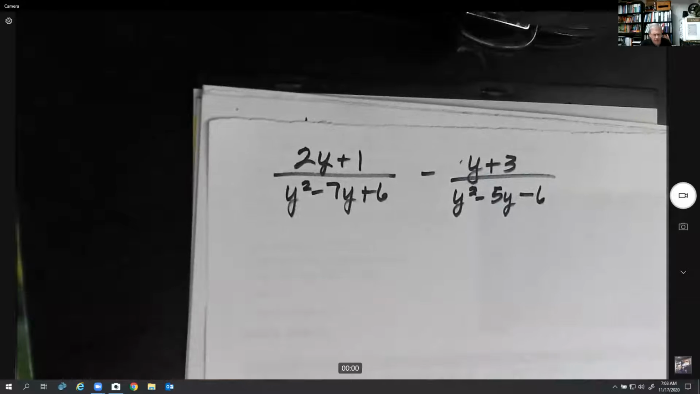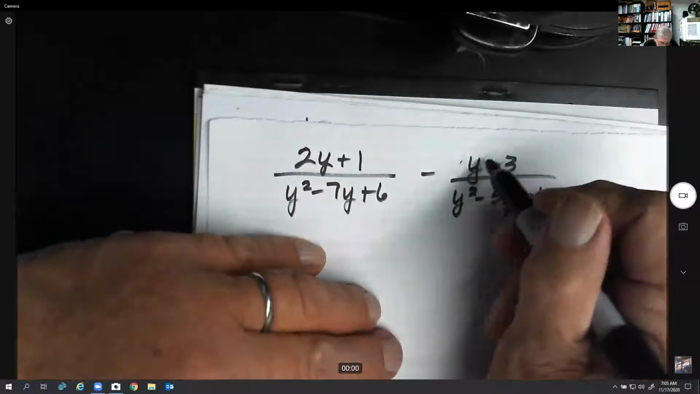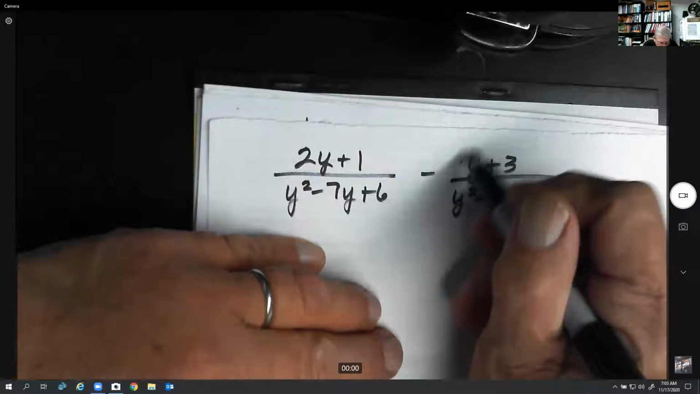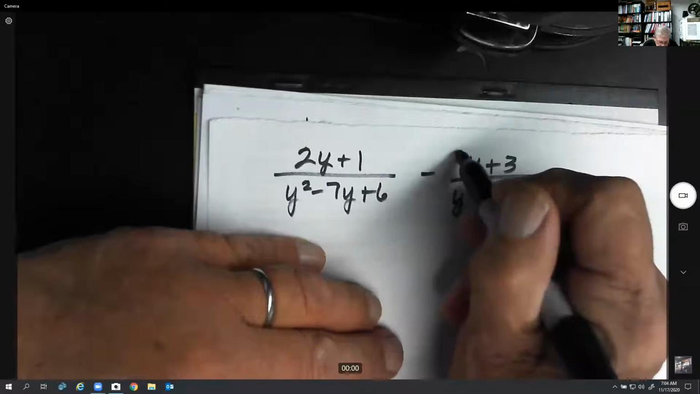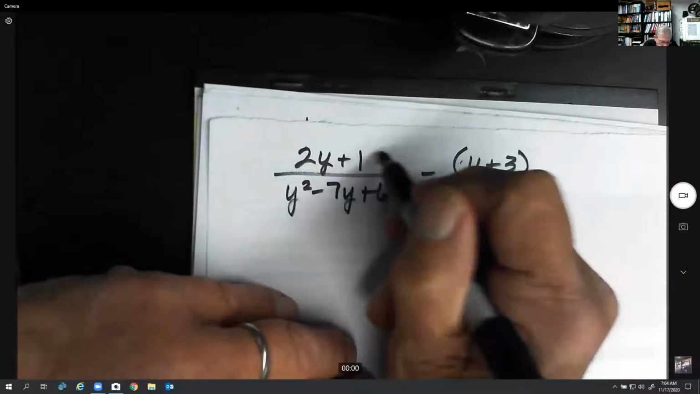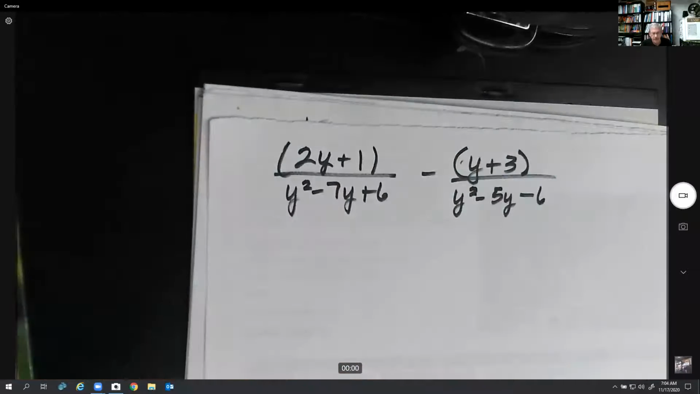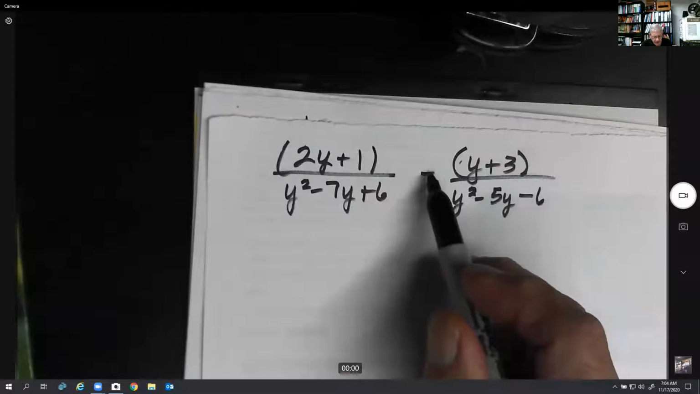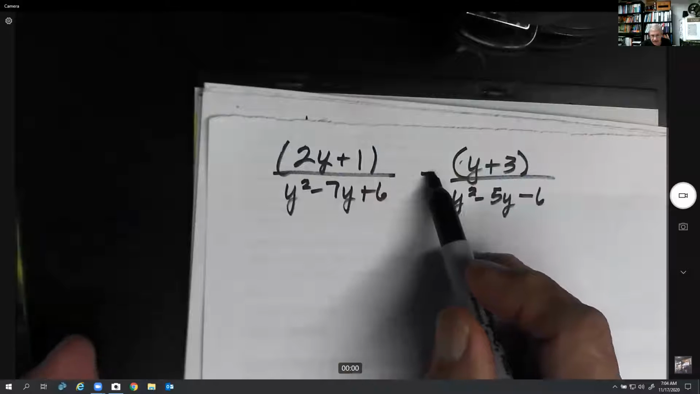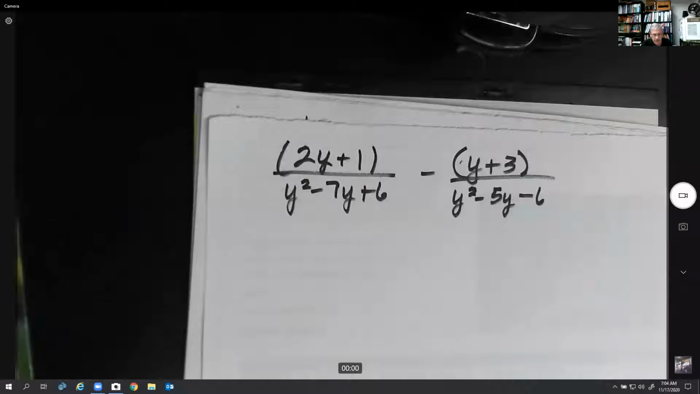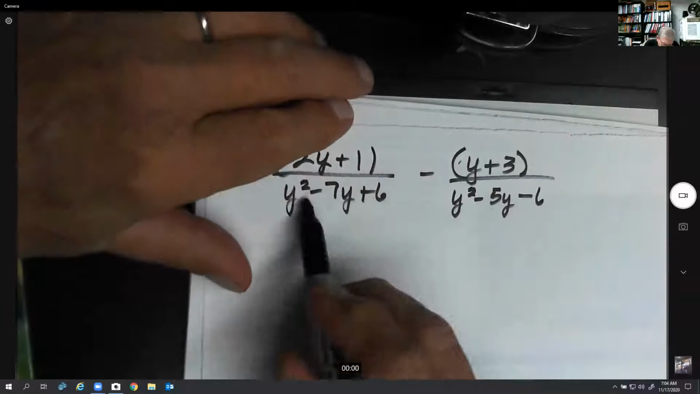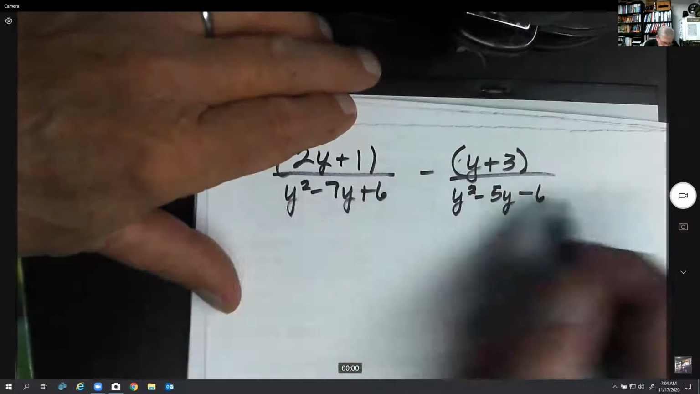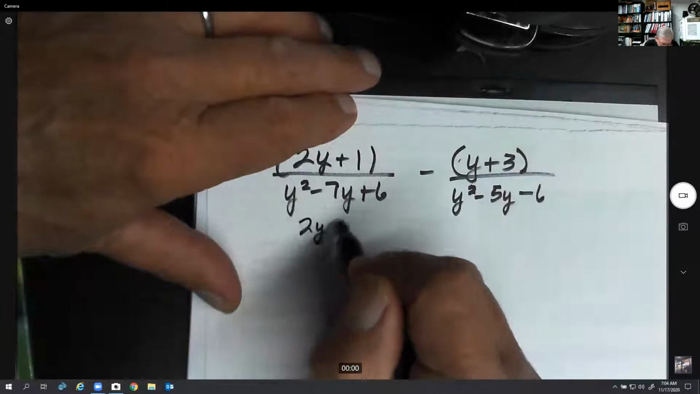Okay, so I have this problem. It's subtraction. So when I see a subtraction problem, I want to make sure I put my numerators in parentheses. I might even do it to this one to make sure, because I'm going to eventually have to distribute this minus sign. So I want to be a little careful. So now I'm going to concentrate on the denominators. I'm going to try to factor those down.